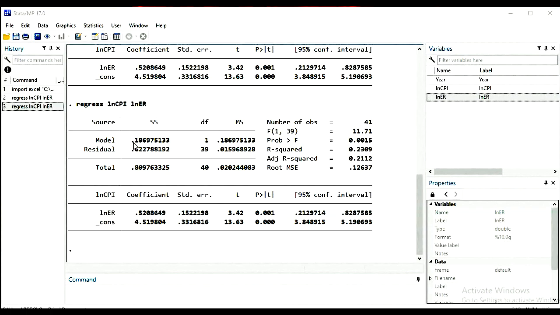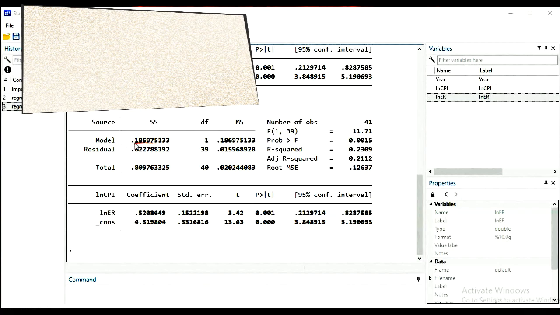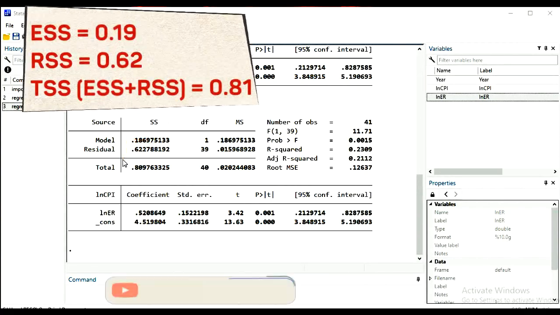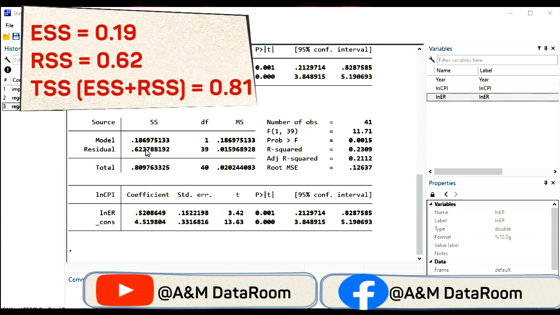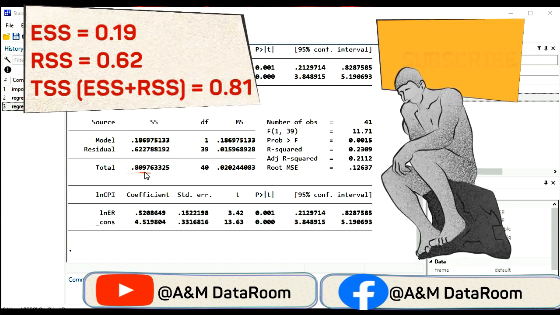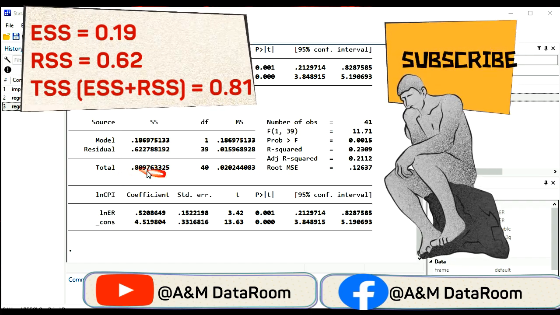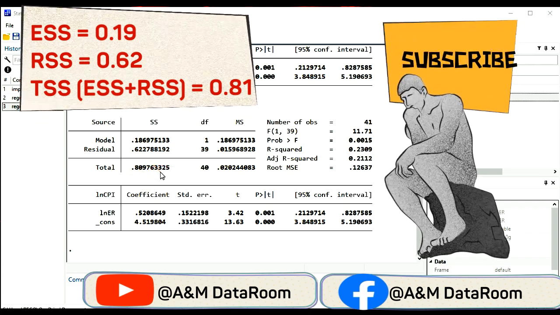And also the explained sum of squares, that is the explained variation of the model, is this one, and the unexplained variation, that is the residual sum of squares, is given by this one, and the sum of the two, that is the total sum of squares, the total variation of the model, is given by this one.